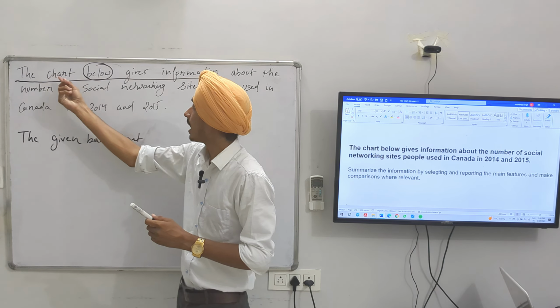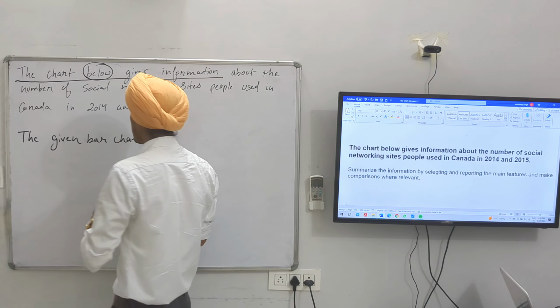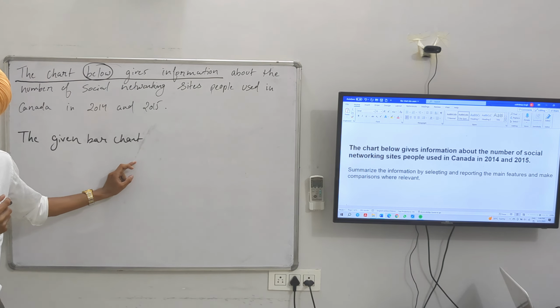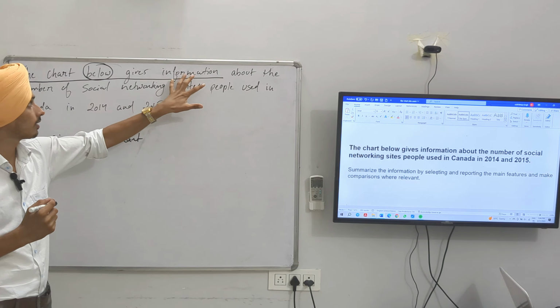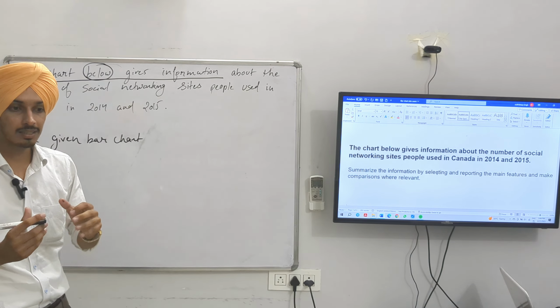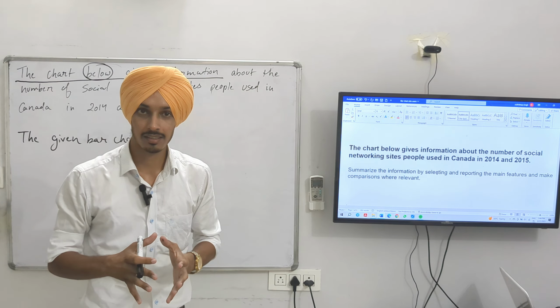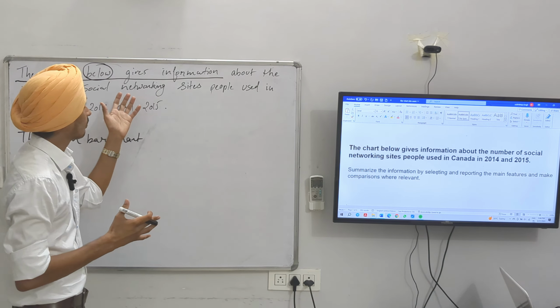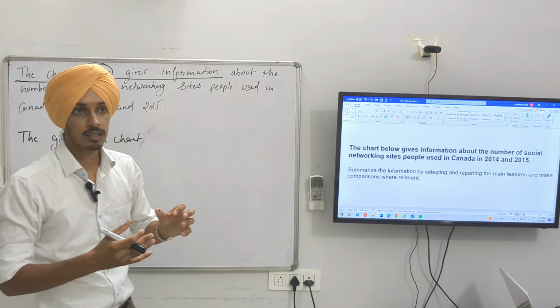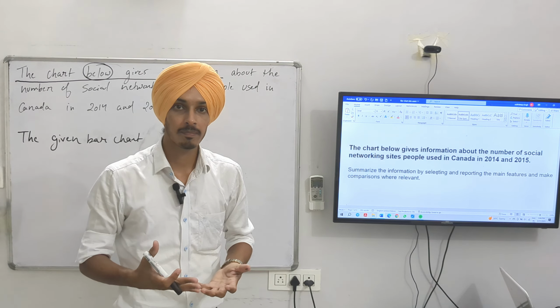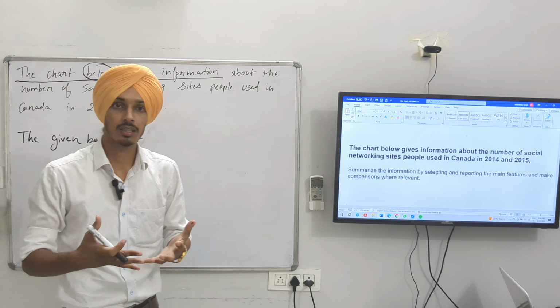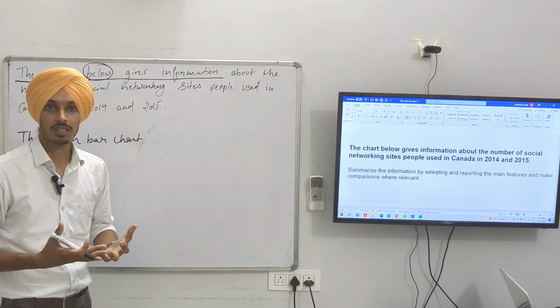So the first part is the chart below. We have changed it, the given bar chart. Then gives the information, means it is providing some data, it is providing some statistics. We can use provides the data, compares the statistics, it provides the information, it illustrates the information.